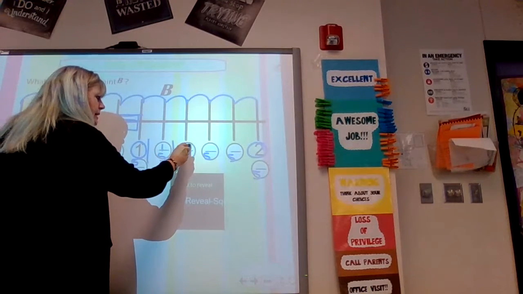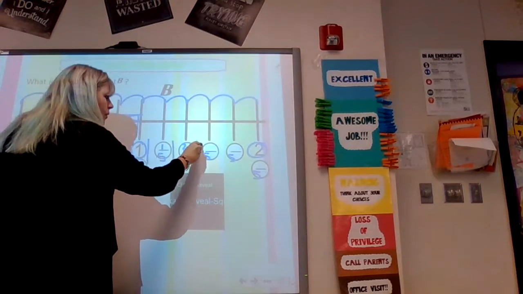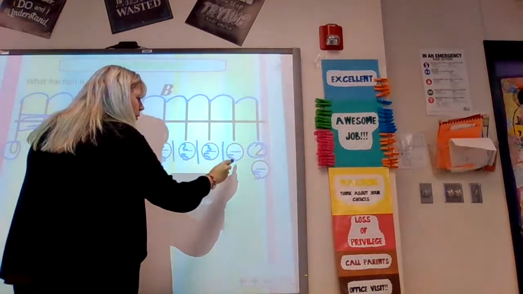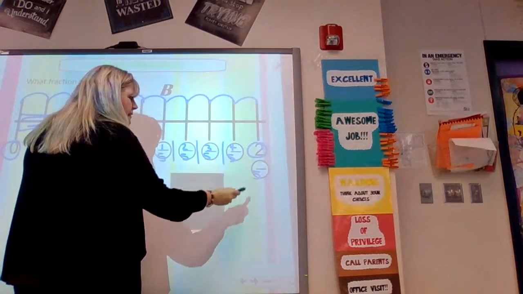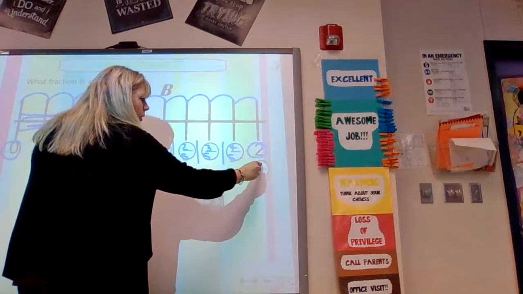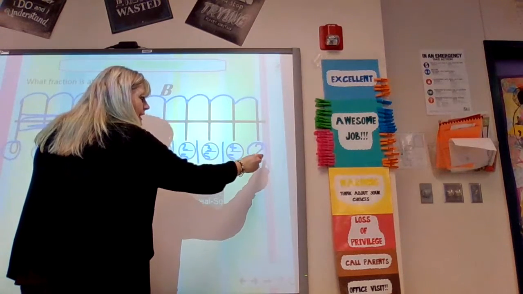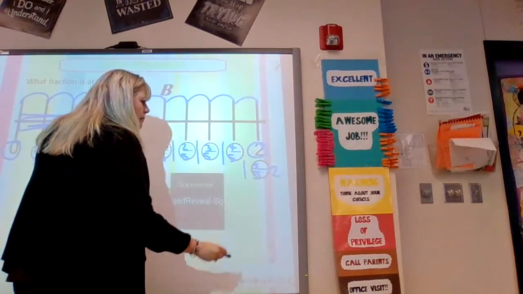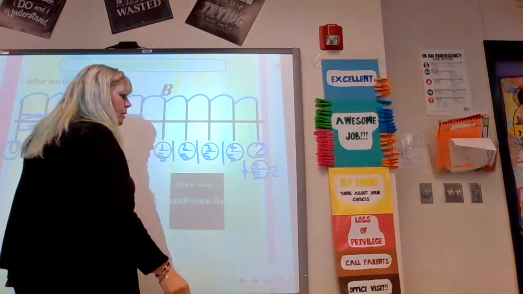One whole piece and 2/5. One whole piece and 3/5. One whole piece and 4/5. And then this is one whole piece and 5/5, which equals the same as 2. Because one whole plus one whole is 2.